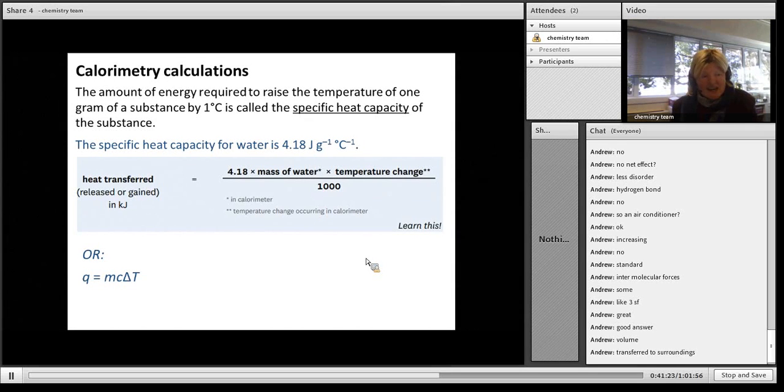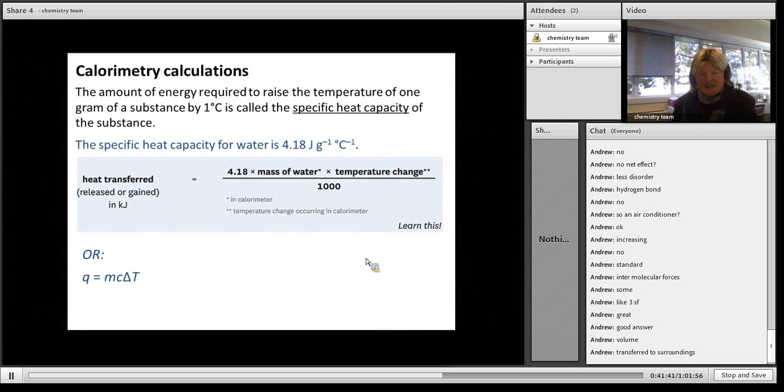It can be the mass of the solution if you're only given the solution, but then you'll be told that the density is the same, or the specific heat capacity for the solution is the same. So we'll look at some examples on that.